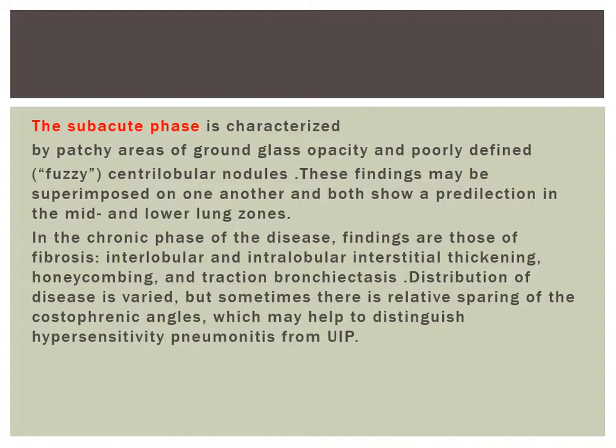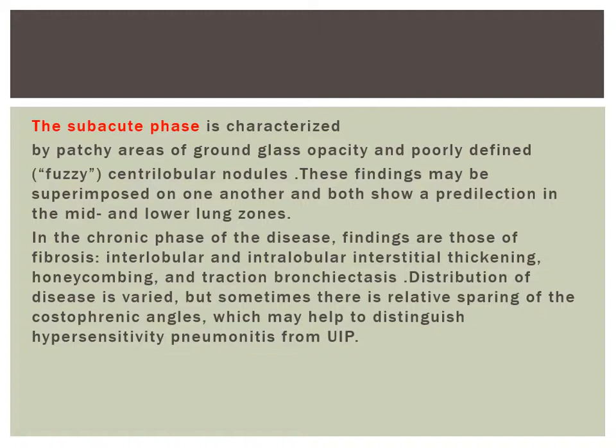Distribution of the disease is varied, but sometimes there is a relative sparing of the costophrenic angles. This may help in distinguishing hypersensitivity pneumonitis from UIP, usual interstitial pneumonia. Usual interstitial pneumonia has an apico-basal gradient. It's more in the base than in the apex, and it usually involves the costophrenic angles. While in hypersensitivity pneumonitis, it's the same, but it usually spares the costophrenic angle.